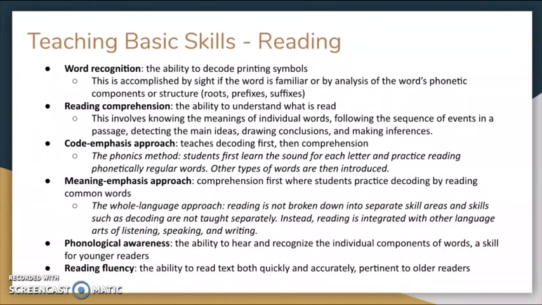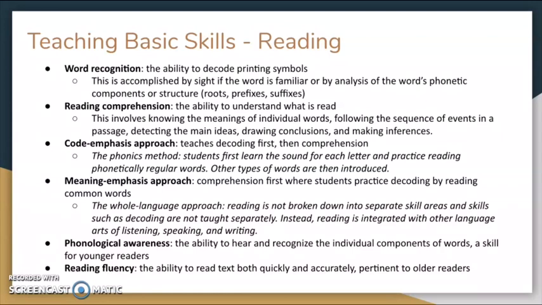An example the text gives is the phonics method. This is where students first learn the sound for each letter and practice reading phonetically regular words. Other types of words are then introduced. The meaning emphasis approach is comprehension first, where the student practices decoding by reading common words. An example that the text gives is the whole language approach. Reading is not broken down into separate skill areas, and skills such as decoding are not taught separately. Instead, reading is integrated with the other language arts of listening, speaking, and writing.